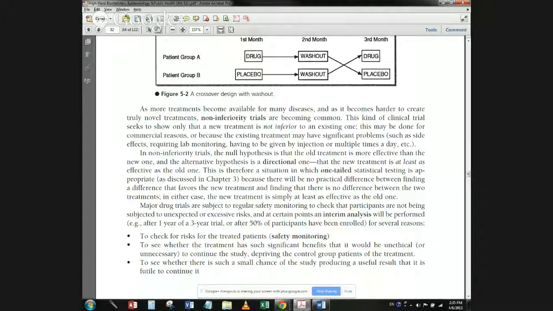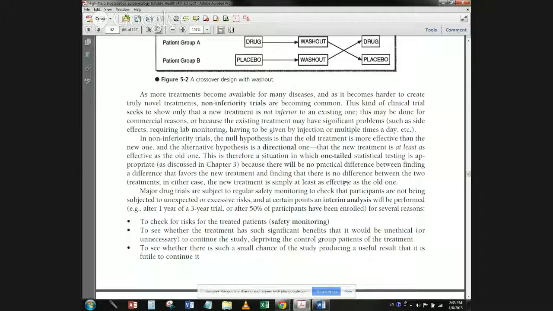Major drug trials are subject to regular safety monitoring to check that participants are not being subjected to unexpected or excessive risks, and at certain points an interim analysis will be performed, for example, after 1 year of a 3 year trial, or after 50% of participants have been enrolled, for several reasons: to check for risks for the treated patients, so called safety monitoring; to see whether the treatment has such significant benefits that it would be unethical or unnecessary to continue the study, depriving the control group patients of the treatment; and to see whether there is such a small chance of the study producing a useful result that it is futile to continue it.